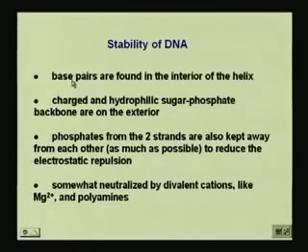Now, the base pairs are usually found in the interior of the helix, which results in the stacking interactions between the bases. The charged and hydrophilic sugar phosphate backbone is on the exterior, which results in the electrostatic repulsion of the strands. The phosphates from the 2 strands would obviously be as far away as possible. Why? Because they are negatively charged, and being far apart reduces the electrostatic repulsion.